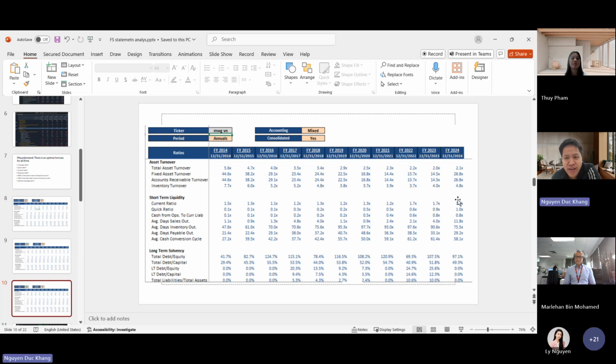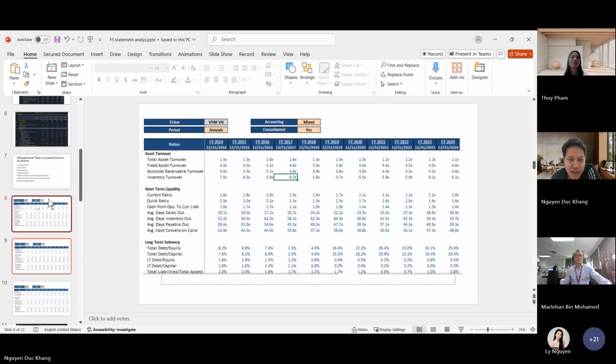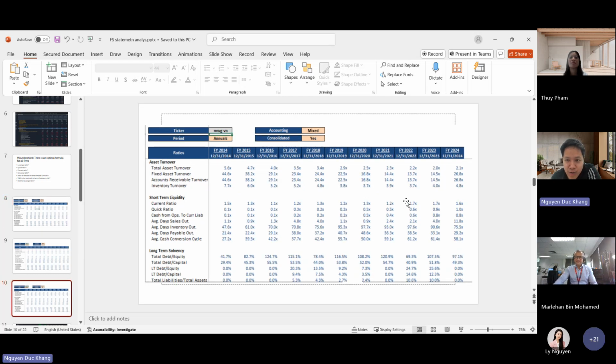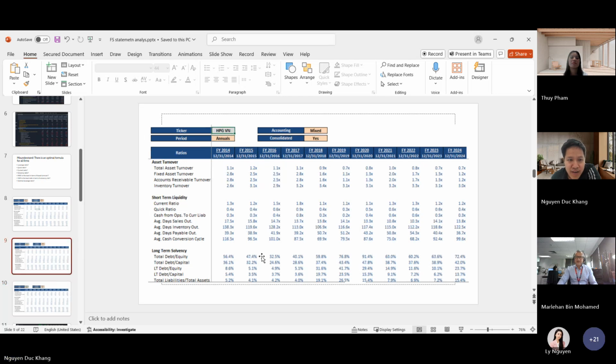So is it true that Vinamilk is the most safe? Of course, by looking at this, I think we can clearly reach that conclusion. But can we say that this 1.6 is optimal? I don't think so. If we go to HPG, we can see that their ratio has stayed around this level for a very long time.